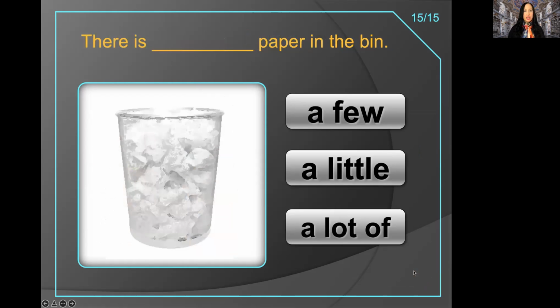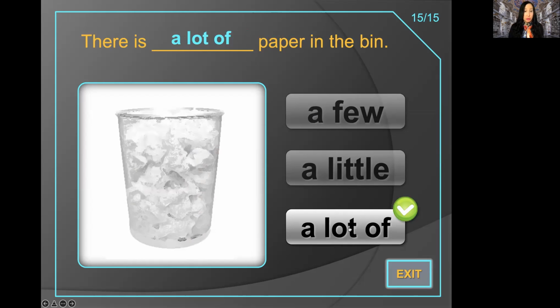Woo! Okay, now, what is this picture? There's paper in the bin, right? There is a few paper in the bin. There's a little paper in the bin. There's a lot of paper in the bin. How much paper do you think there is? The paper's up to here, right? So what would it be? A few, a little, or a lot of? That's right, a lot of, because we see a lot of paper here. It's more than halfway, right? So it wouldn't be a few and it wouldn't be a little, it would be a lot. So you did a fantastic job here. Glad we got it right together.